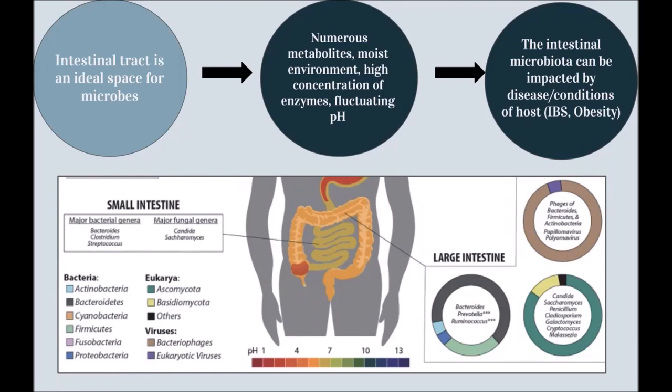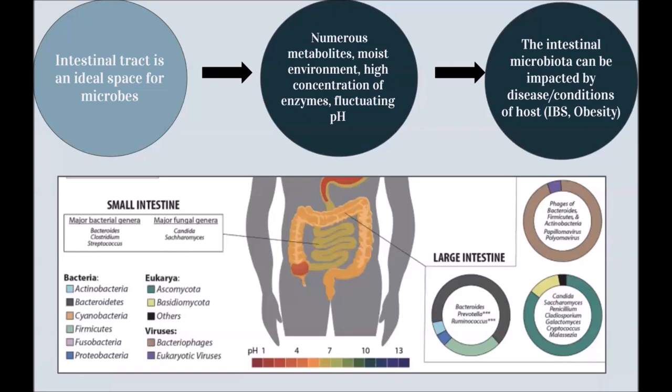The intestinal microbiota can be impacted by diseases and conditions as well, specifically IBS or obesity. Obesity changes the amount of bacteroids and actinobacteria that are present. The imbalance changes the amount of carbohydrate binding molecules that there are, which impacts the amount of energy that the host can receive. Moving on to lactobacillus.